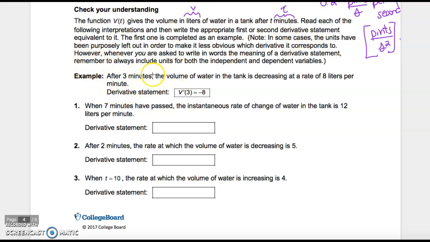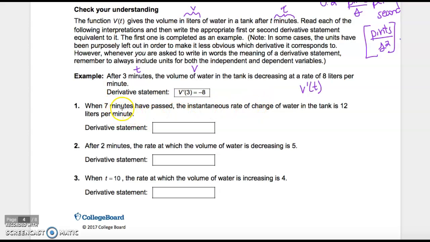So after 3 minutes, the volume of water in the tank, so that means V, is decreasing at a rate, so rate means derivative, of 8 liters per minute. So at 3 minutes, that was our T, the volume of the water in the tank, so V was decreasing at a rate, so V prime of T.